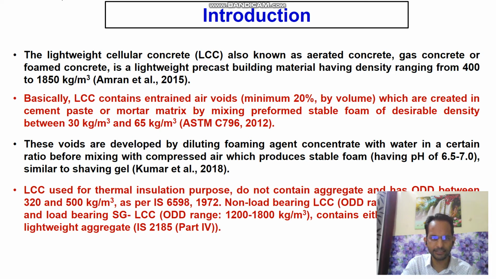Also, LCC has three kinds of category. One is for thermal insulation purpose, which does not contain aggregates, that is lightweight aggregates, and the density ranges from 320 to 500 kg per meter cube. Non-load bearing lightweight concrete has a density ranging from 800 to 1000 kg per meter cube. Load bearing lightweight concrete has a density ranging from 1200 to 1800 kg per meter cube as per IS 2185 part 4.